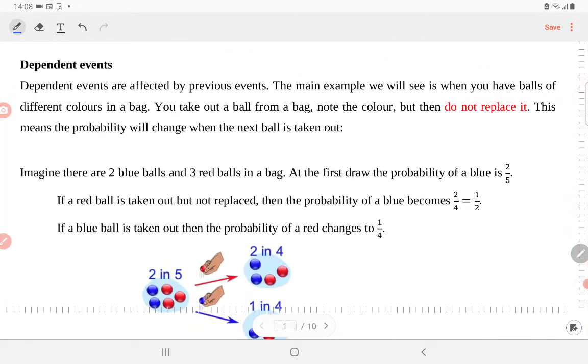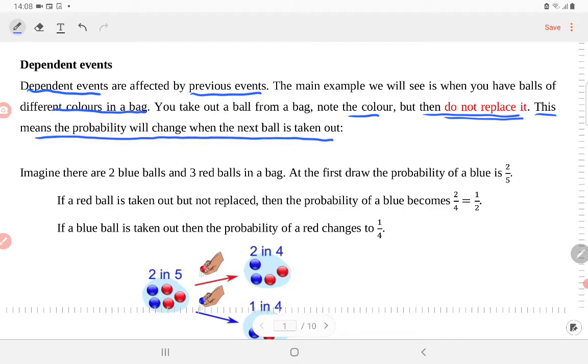Now today we're going to deal with conditional probability, and that's related to dependent events. Dependent events are affected by previous events. The main example we will see is when you have balls of different colors in a bag. You take a ball out from the bag, you note the color, but now you don't put the ball back. In the previous lesson with probability trees, you were replacing the ball, if you remember. But this time, we're not going to put the ball back. So this means that the probability will change when the next ball is taken out.